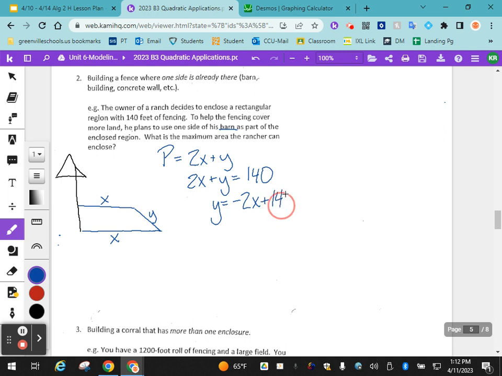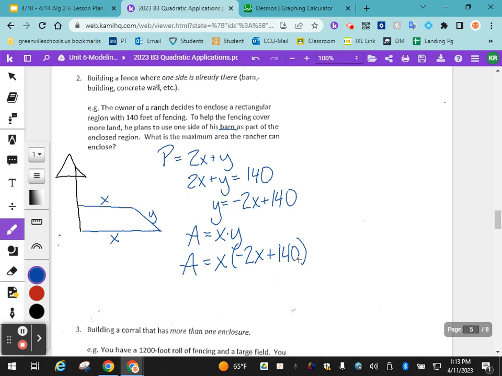Our goal is to get an area equation that is a quadratic. You just plug that in for Y. Yes. So your area is X times Y still. But we need to get it down to 1 variable. So I need to use negative 2X plus 140. This time I put negative 2X first.